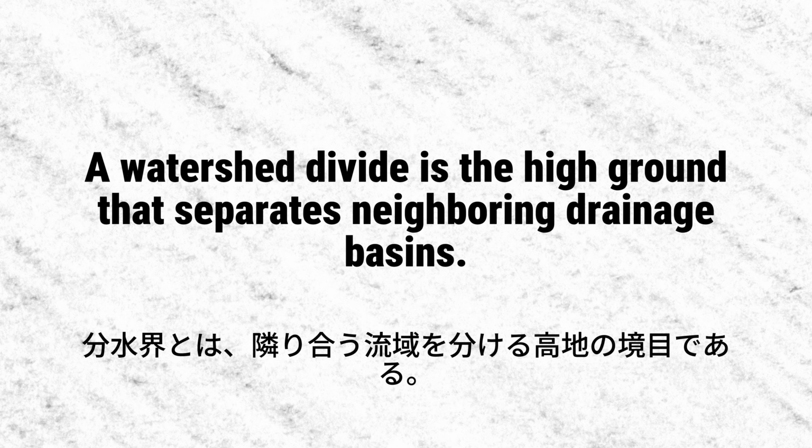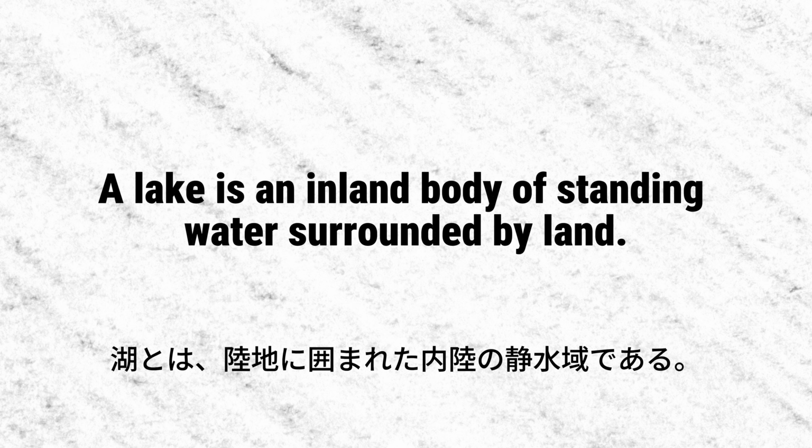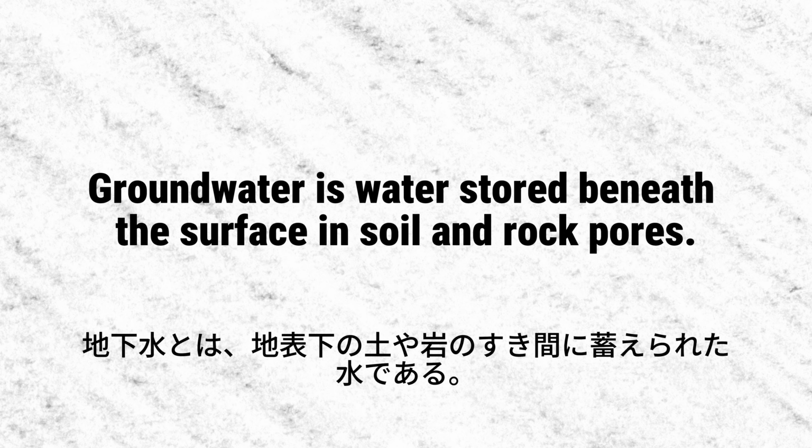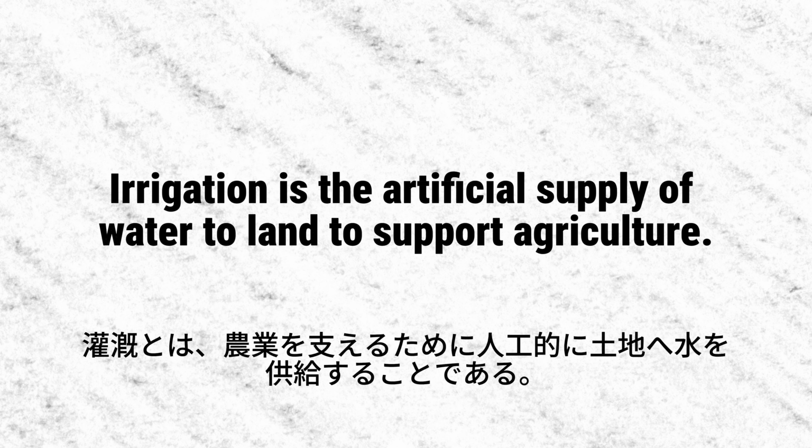A watershed divide is the high ground that separates neighboring drainage basins. A lake is an inland body of standing water surrounded by land. An aquifer is an underground layer of rock or sediment that stores and transmits groundwater. Groundwater is water stored beneath the surface in soil and rock pores. Irrigation is the artificial supply of water to land to support agriculture.